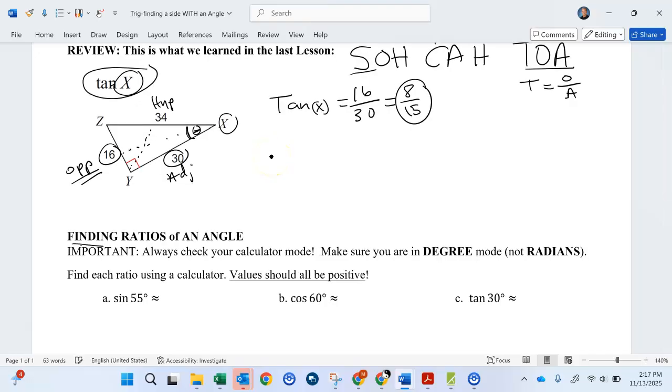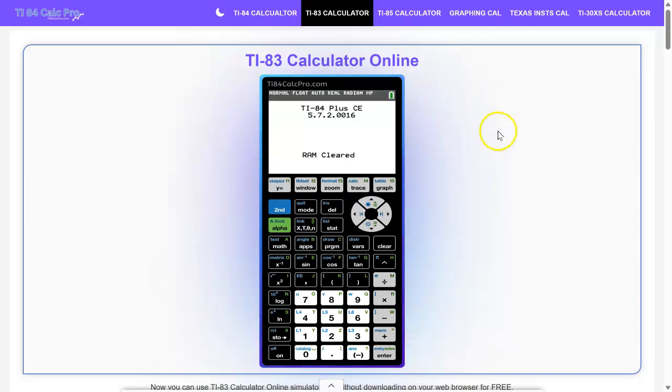But first, before we do that, we've got to do something first. We're going to be finding the ratios of an angle, and we're going to need our calculator for this. So the first thing we're going to do is get our calculator ready. Please grab a graphing calculator. The very first thing we have to do is make sure our calculator is in the right mode. If you look up here, you can see the various modes.